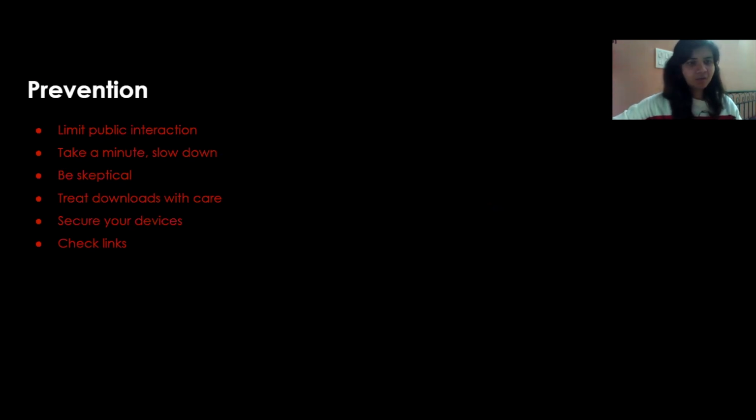To prevent it, I think you should limit public interaction, because one way Elliot got this guy's phone number is, he ran into him and pretended to not have his phone on him and tried to make a call, and he called himself and got his phone number. So be aware of who has your devices, and be aware of what you're posting on social media, because we post everything on social media these days, and it's very easy for anyone to know what you do, where you are, who you meet. So limit public interaction and take a minute, slow down.